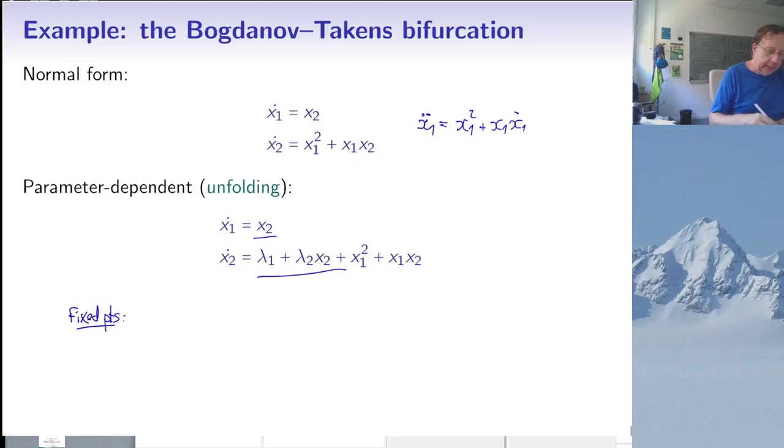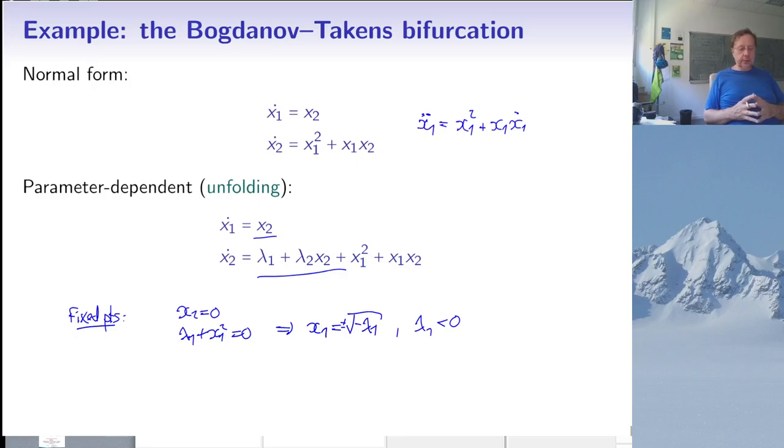So the right hand side should be 0, so x2 should be equal to 0. So here I get lambda 1 plus 0 plus x1 squared is equal to 0. So this gives me x1 equals plus or minus the square root of minus lambda 1, but it's only possible if lambda 1 is negative. So what I'm saying here is that if lambda 1 is negative, we actually have two fixed points, and if lambda 1 is positive, there are no fixed points.